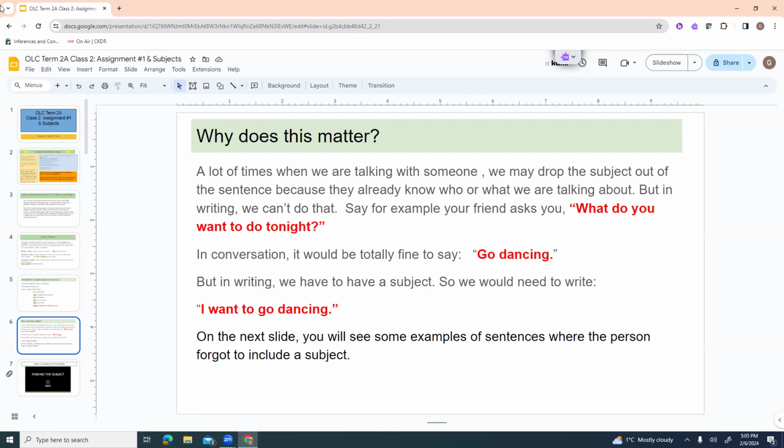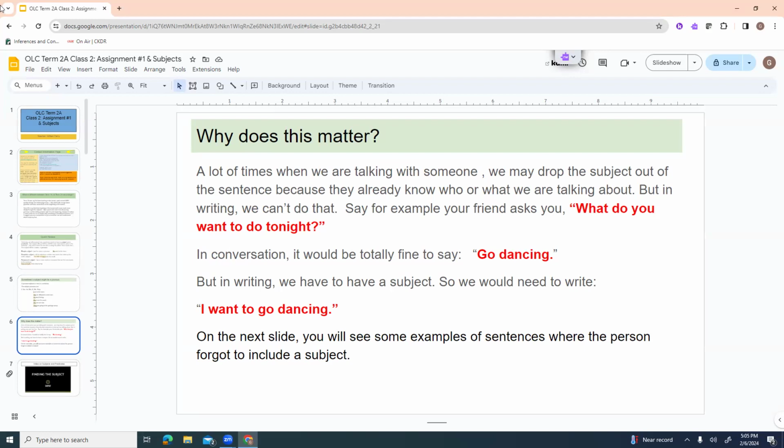So, for example, if your friend asks you, hey, what do you want to do tonight? In conversation, it would totally be fine to say, go dancing, because they know what you're talking about. But in writing, we have to have a subject because we're missing that information. And if they're confused, they can't ask for more information. So we would have to write, I want to go dancing.